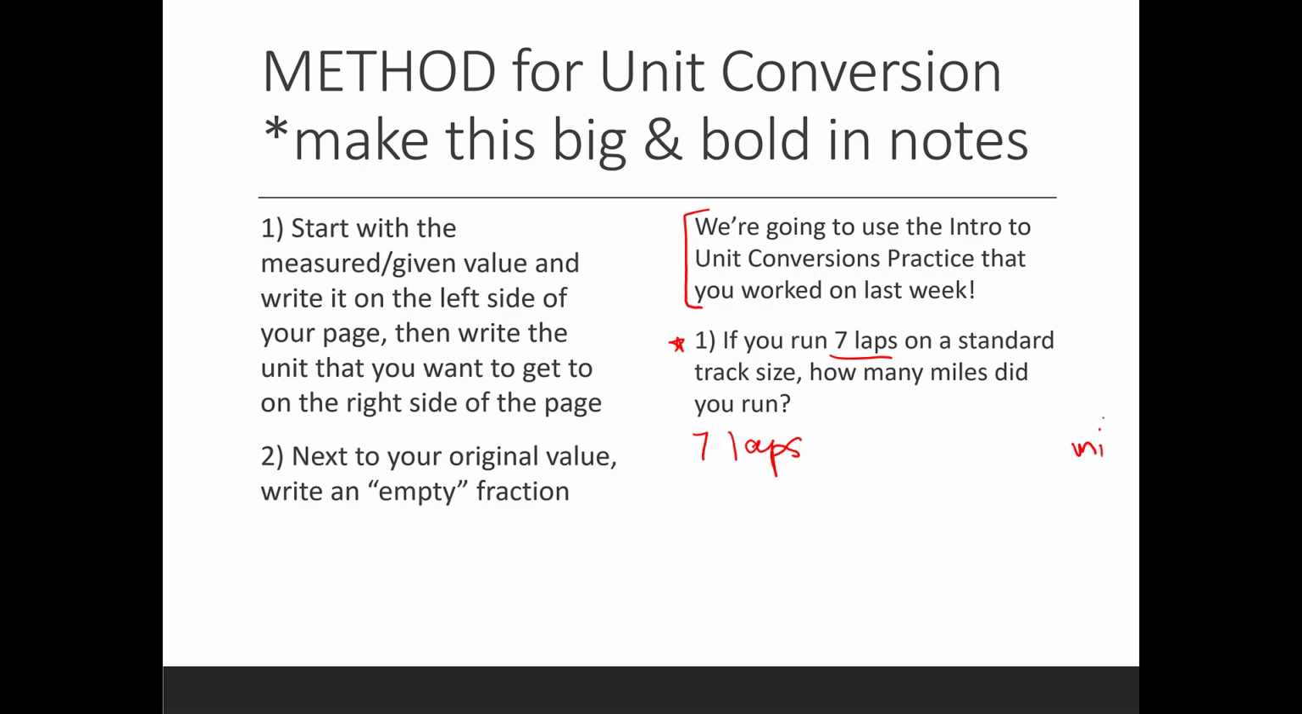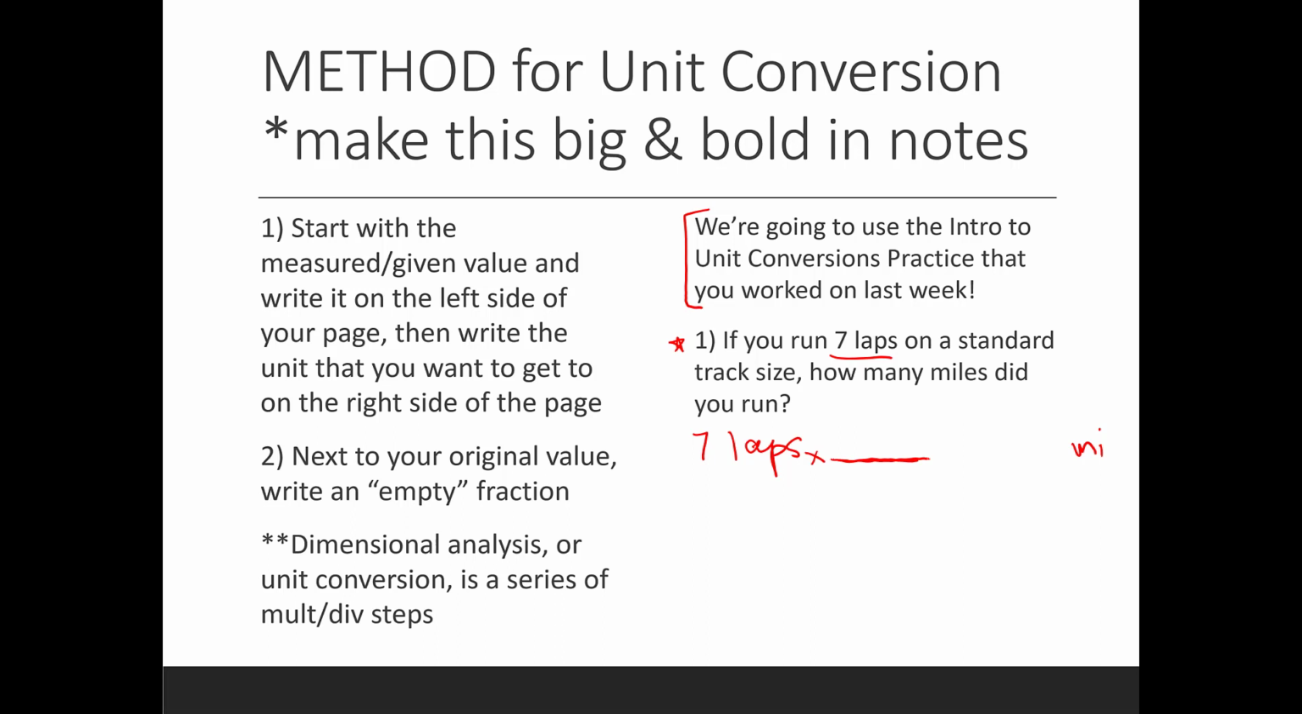Step 2. Next to my original value, write an empty fraction. So like I said, we're going to do steps of multiplication and division. So I put a multiplication sign, and then I have my divisor, my empty fraction. I'm going to put a number on the top, and I'm going to put a number on the bottom. Just multiplying and dividing. So there it is for you if you want to write it down. Dimensional analysis or unit conversion is a series of multiplication and division steps. So I'm going to put something here to multiply by and something to divide by. Remember that you can pause this video at any time so that you have time to write all this stuff down. Or write down whatever it is you need to write down.